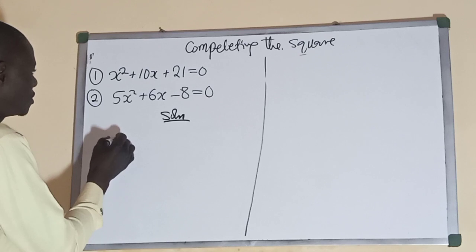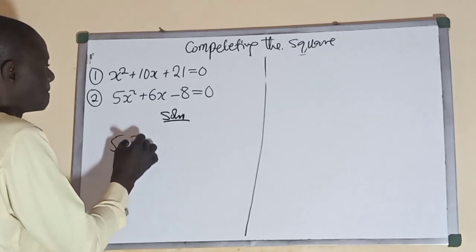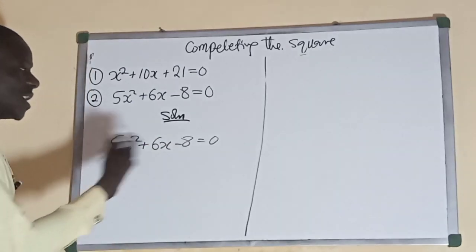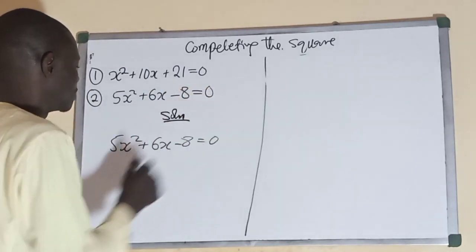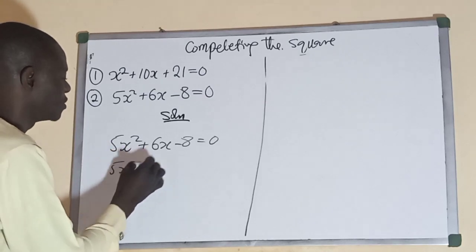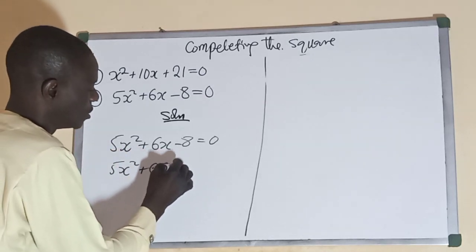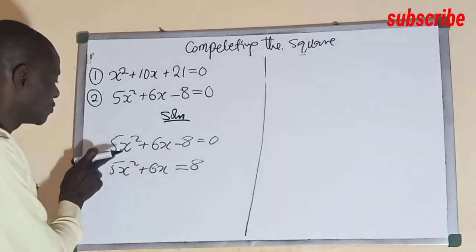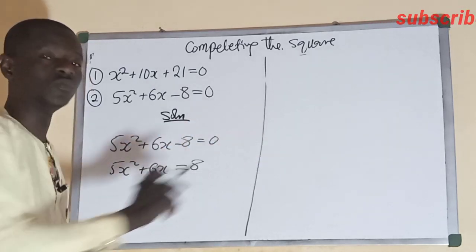So the next question says 5x squared plus 6x minus 8 is equal to 0. So here it is also the same. We have to transfer this to the other side. So we have 5x squared plus 6x is equal to 8. Can we see it? But here we have to consider the coefficient of x squared.